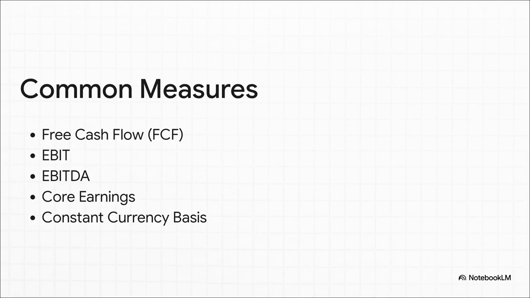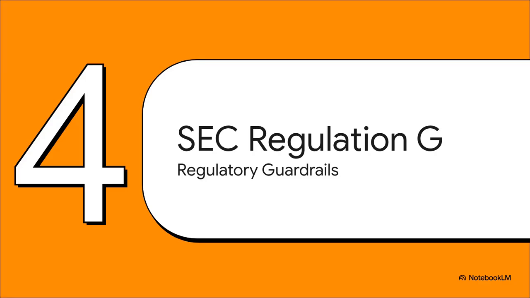These right here are the battlegrounds where management tries to tell their best story, and the SEC tries to make sure investors aren't getting scammed. And because of that severe risk of deception, the SEC steps in with some very authoritative rules. That brings us to Section 4, SEC Regulation G, or what I like to call the regulatory guardrails.